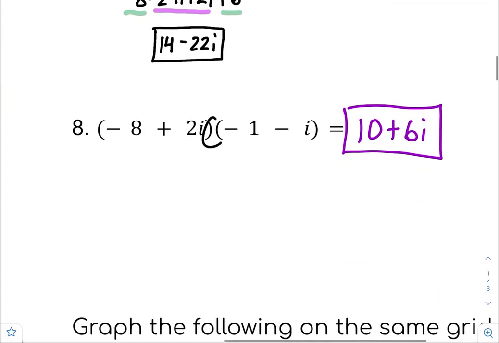Number 8, again, no plus or minus sign in between the parentheses, so we've got to multiply them, so double distribution.